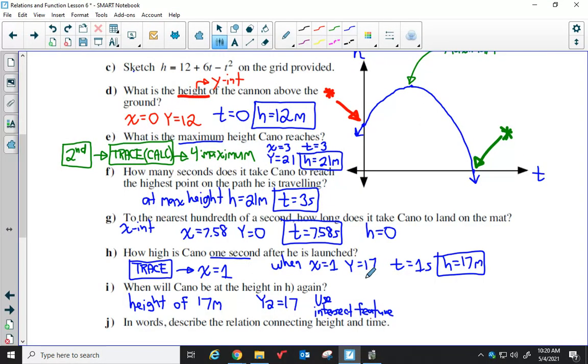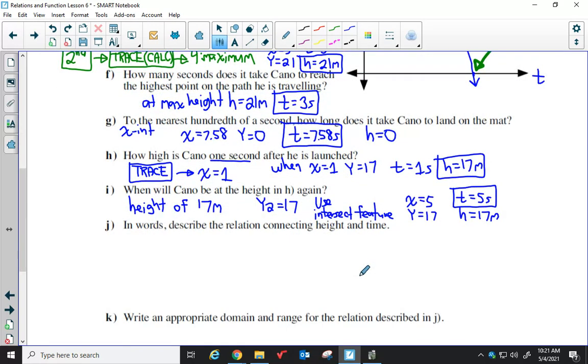So we go back here. We have x is 5 when y is 17, which means t is 5 when your height is 17 meters. We can add the units in here. So that's going to be at a time of 5 seconds. We're back to that exact same height.